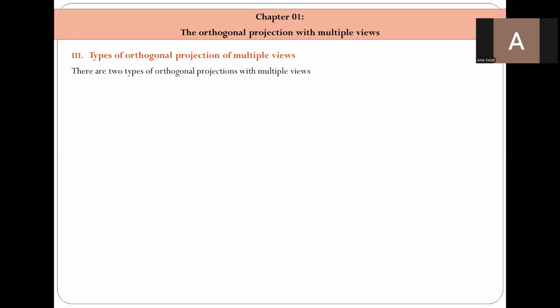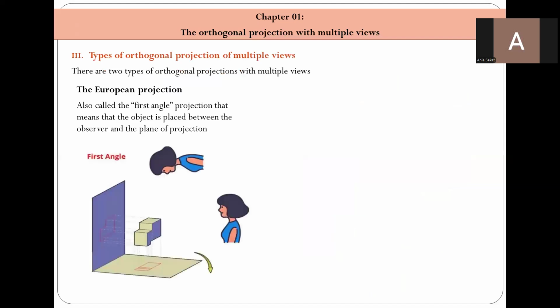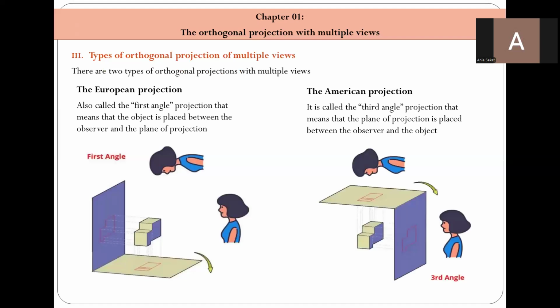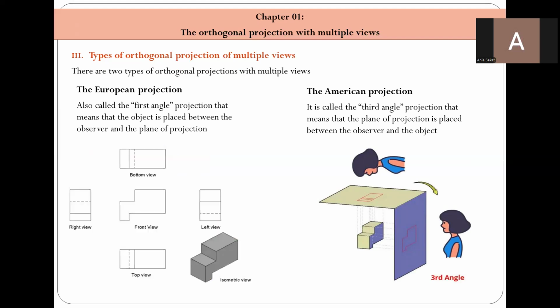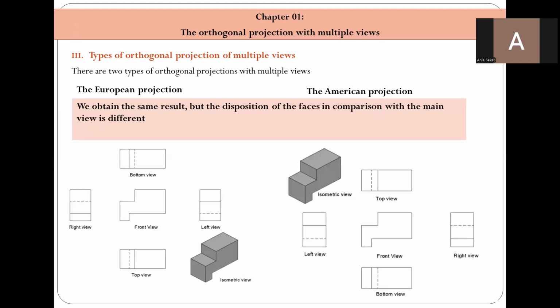Types of orthogonal projection. We have 2 types. First one, the European projection, also called the first angle projection. That means that the object is placed between the observer and the plane of projection. Second one, the American projection. It is called the third angle projection. That means that the plane of projection is placed between the observer and the object. We obtain the same result, but the disposition of the faces in comparison with the main view is different.